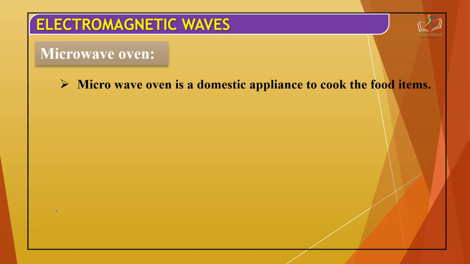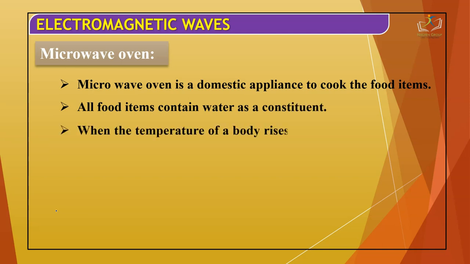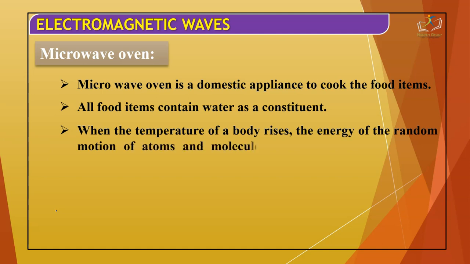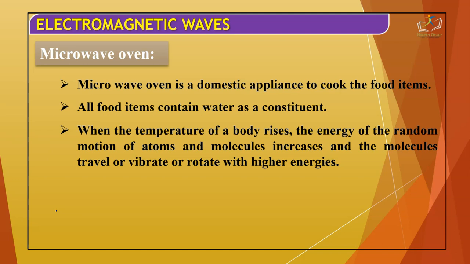A microwave oven is a domestic appliance used to cook food items. All food items contain water as a constituent. When the temperature of a body rises, the energy of the random motion of the molecules increases. The molecules travel, and vibrate or rotate, with higher energies.